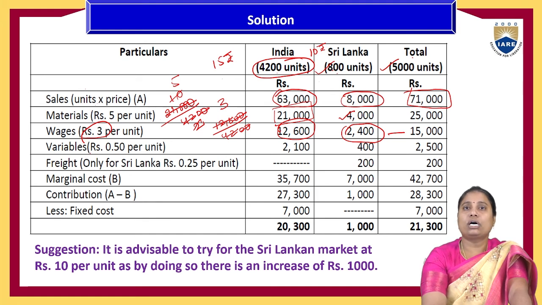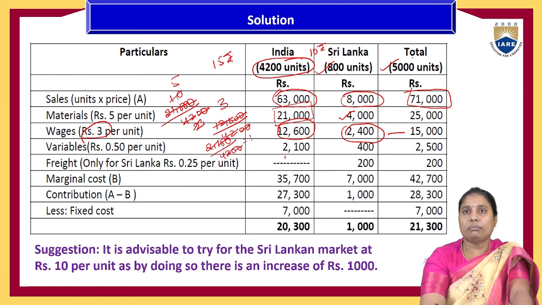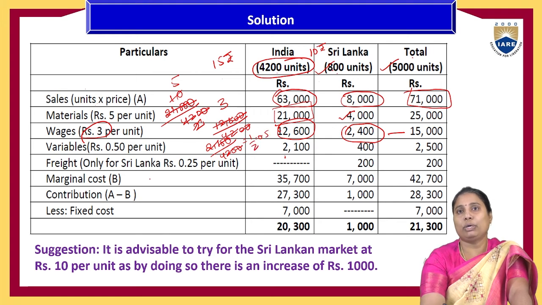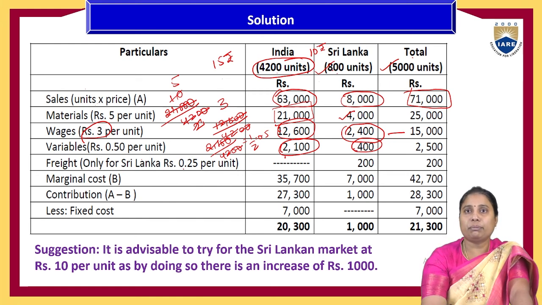And the variable cost is 2,100 rupees. Here 2,100 divided by 4,200 means 21 divided by 42 means 1 by 2, that is 0.5 rupees they are spending for that variable cost. So 0.5 into 800 means 400 rupees they are spending as variable cost. And freight charges only for Sri Lanka additionally they are paying 0.25 rupees per unit, that is 0.25 into 800 units, equal to 200 rupees.